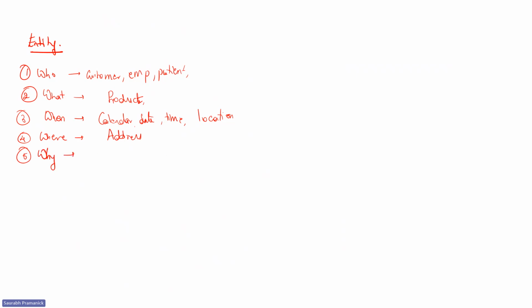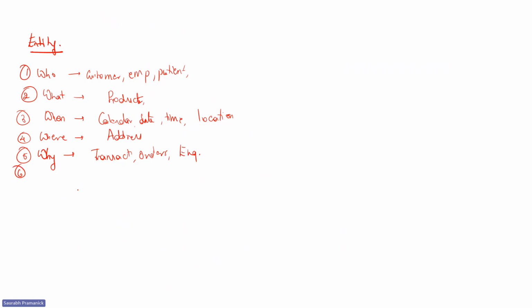Then you also have the why type of entities. The why type of entities will tell you why this has happened. So it will capture more of your transactions, like the orders, the complaints, the inquiries that are coming in. All these kinds of things will come under your whys.